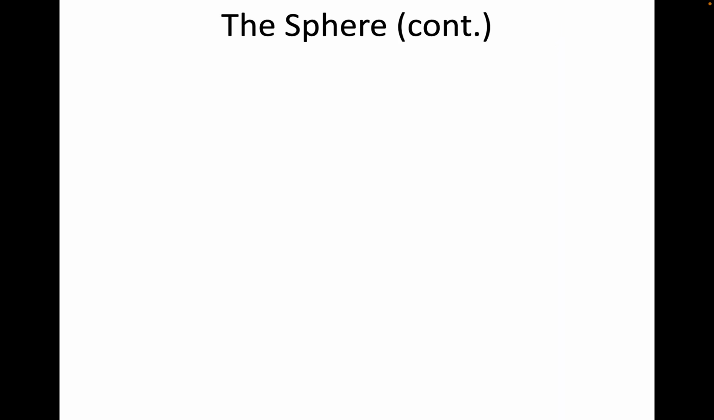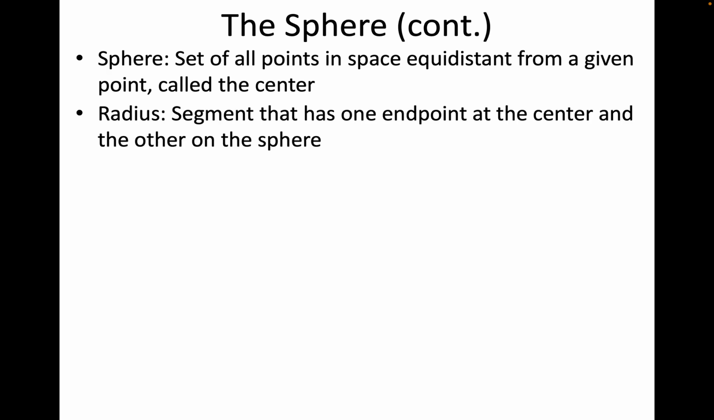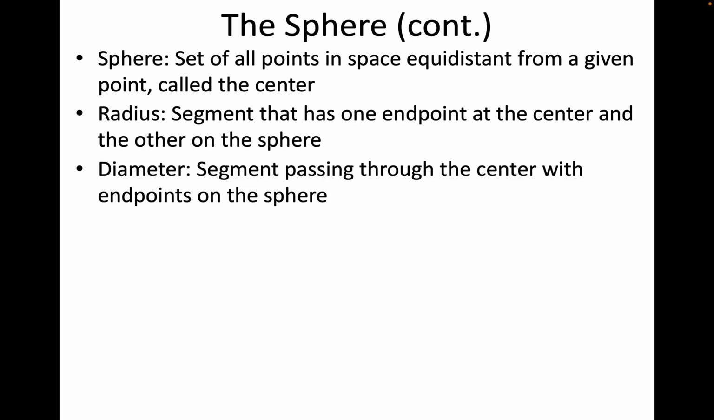Okay, let's go through our definitions we need for sphere, starting with sphere itself. That is the set of points in the space equidistant from a given point called the center. The radius is the segment that has one endpoint at the center and the other on the sphere. So it's the distance from the center of the sphere to any point on the sphere. A diameter, like a circle, is equal to 2 radii. And the definition is the segment passing through the center of the sphere with the endpoints on the sphere.